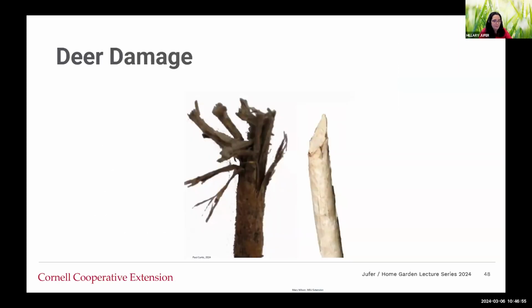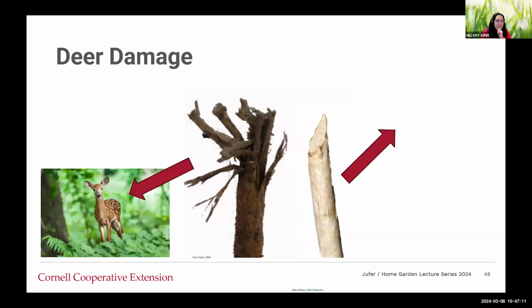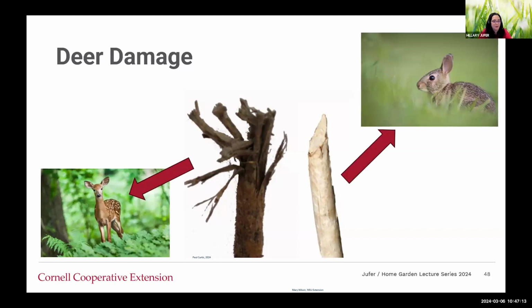So we have two pieces of damage here, two damaged limbs. One of these is deer. I'll give you a second to see if you can think of what it is. So this one here is indeed deer. This one is our rabbit friend. So remember, the rabbits have that 45-degree angle cut, which is how you can tell it's them.